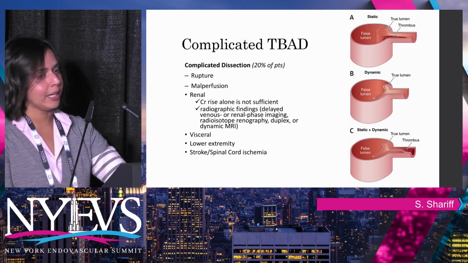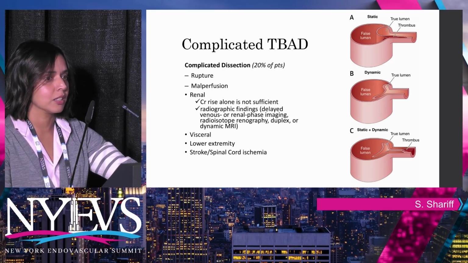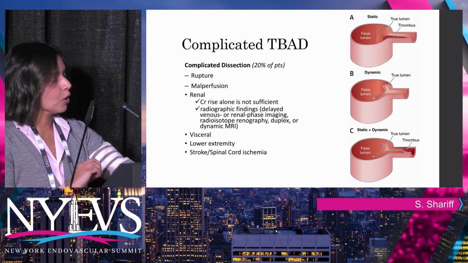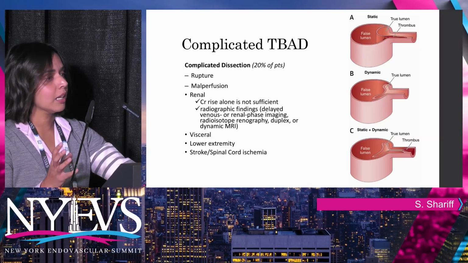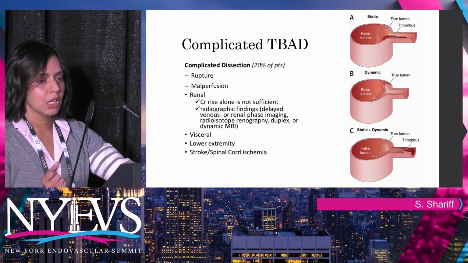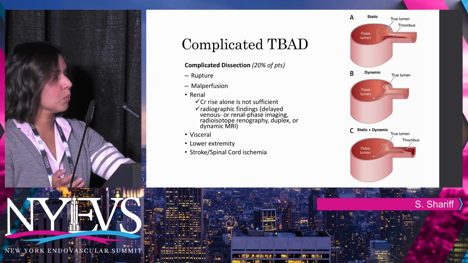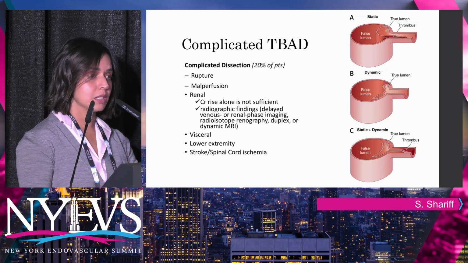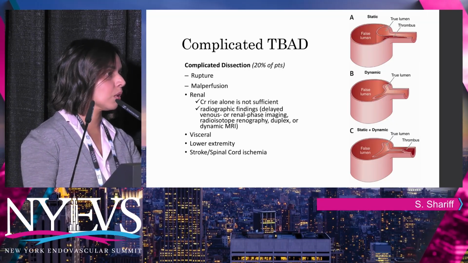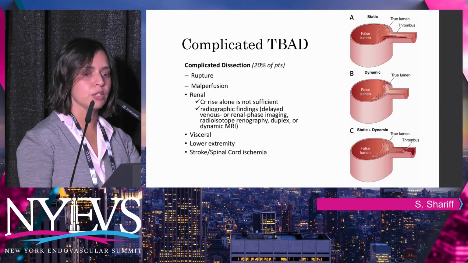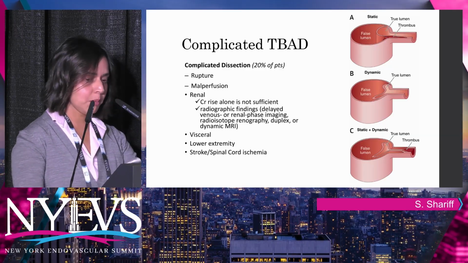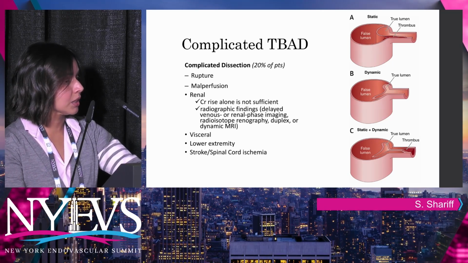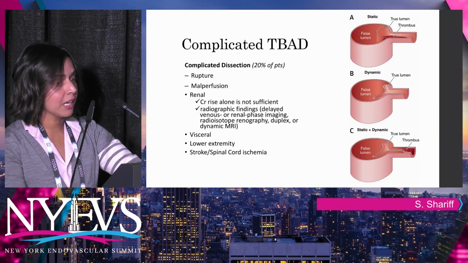Malperfusion is caused by these dissection flaps, which can be static. So if the dissection extends from the aorta into the branch vessel, the false lumen can thrombose in the branch vessel and cause narrowing or occlusion of that branch vessel. There's a dynamic dissection where the false lumen is pressurized, so it pushes the dissection flap during systole, and this intermittently either occludes or reduces the flow into the branch vessel. And some of them can be dynamic as well as static. So all of these patients, which is about 20% of all type B dissections, generally will need intervention.